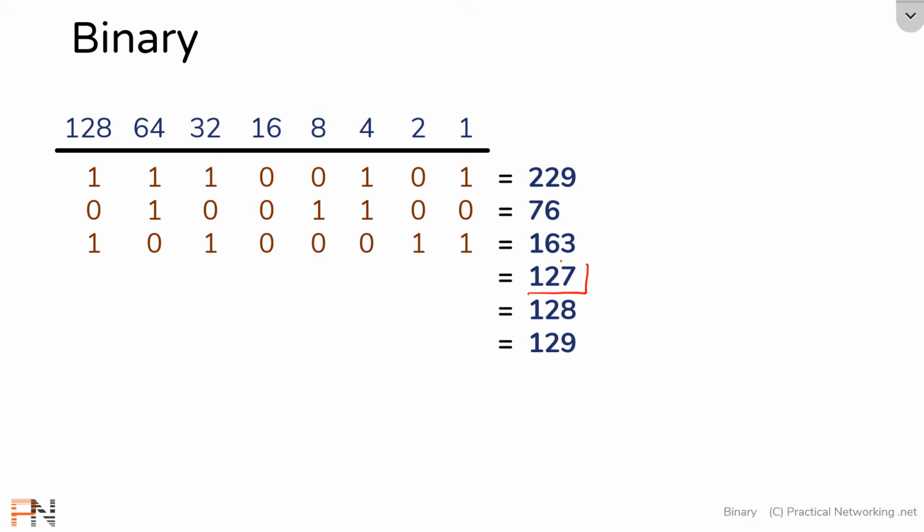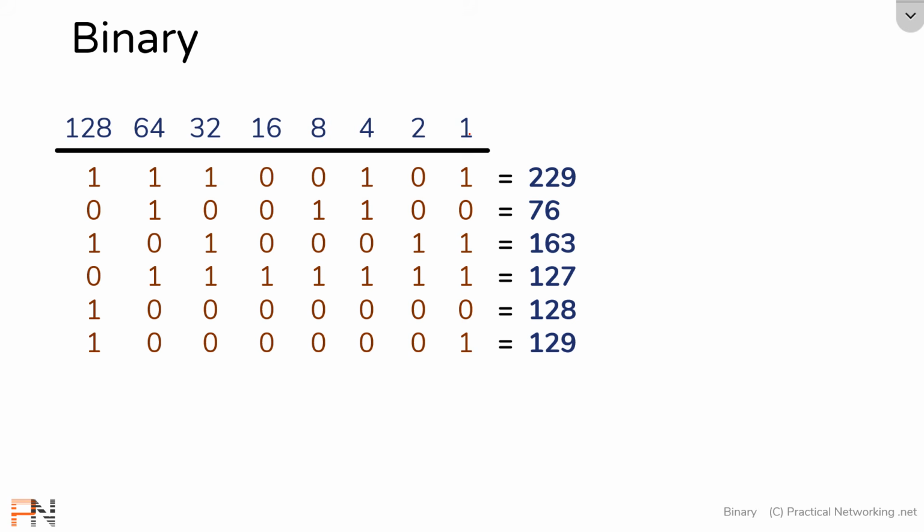So 127 in decimal calculates out to 01111111 in binary. 128 in decimal, that one should have been pretty easy. Can you subtract 128 from 128? Yes, you can. That gets you 0, which means everything else is simply going to be 0. 129 also should have been fairly straightforward. The result would have been 10000001.